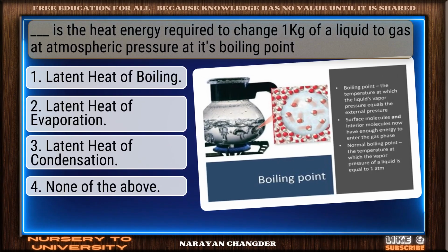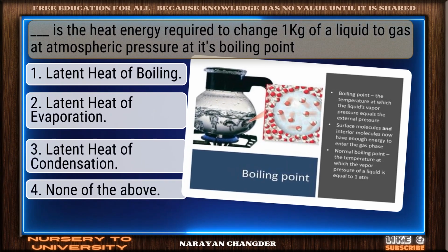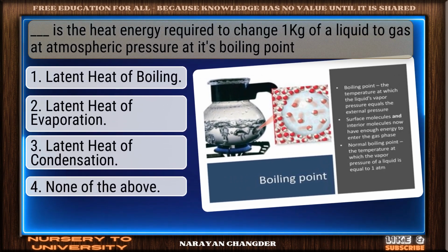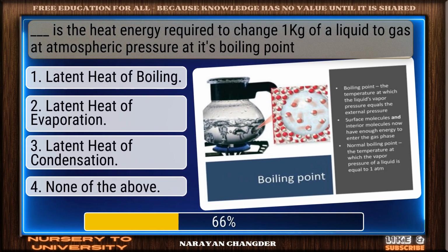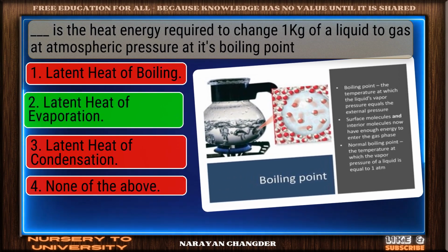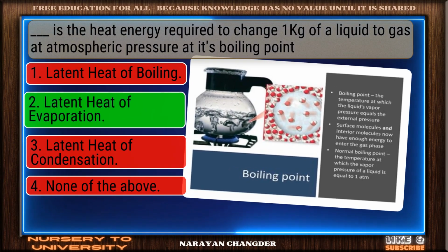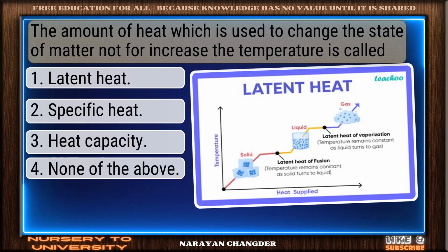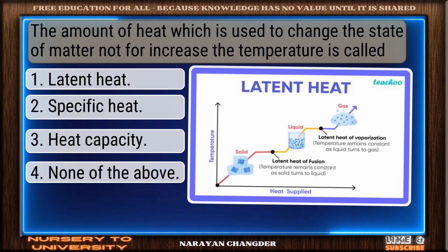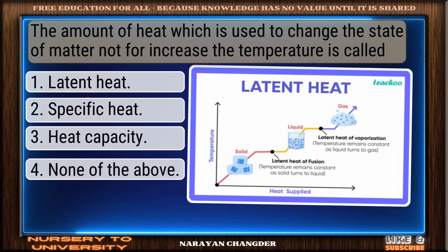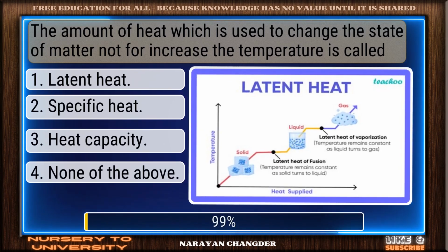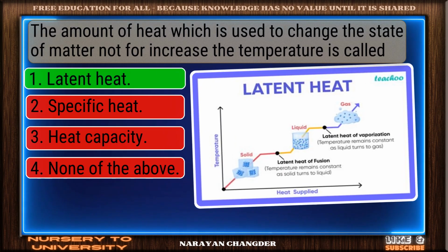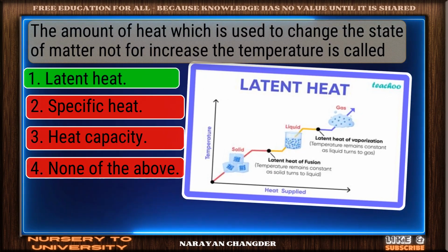Question number 7. Dash is the heat energy required to change 1 kg of a liquid to gas at atmospheric pressure at its boiling point. Exactly. Latent heat of evaporation makes sense, and it is the right choice. Question number 8. The amount of heat which is used to change the state of matter, not to increase the temperature, is called? Good job. Your answer latent heat works well here.